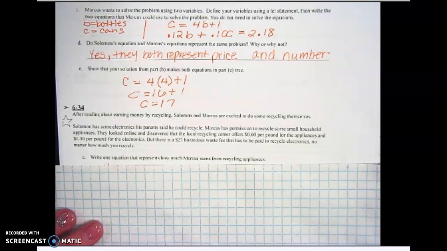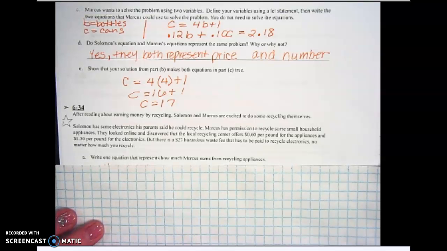After reading about earning money by recycling, Solomon and Marcus are excited to do some recycling themselves. Solomon has some electronics his parents said he could recycle. Marcus has permission to recycle some small household appliances. They looked online and discovered that the local recycling center offers 60 cents per pound for appliances and $1.50 per pound for electronics, which sounds really good, but there's a catch.